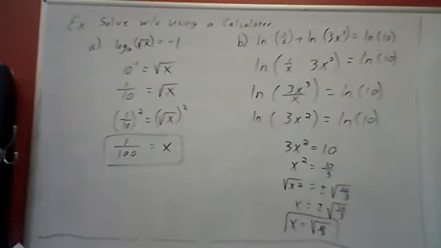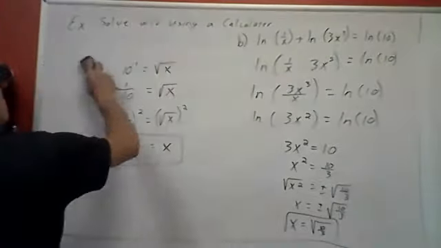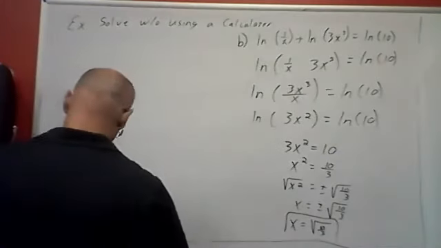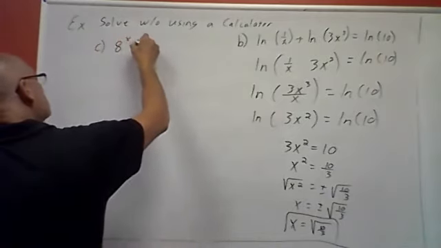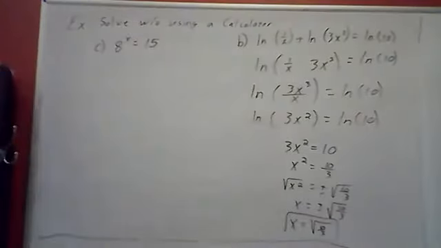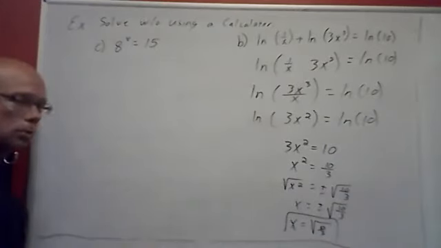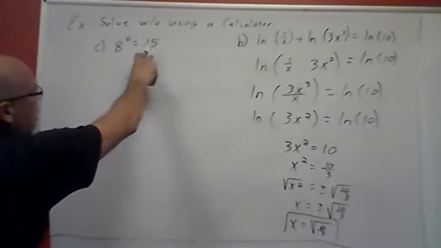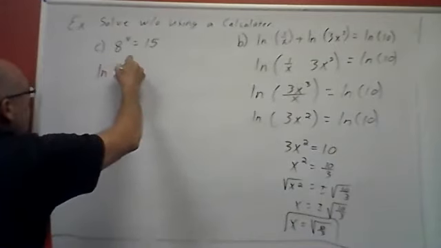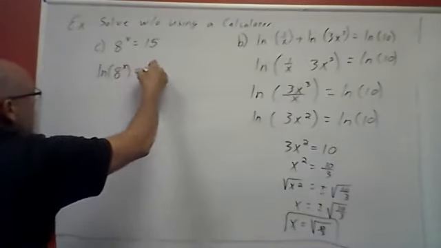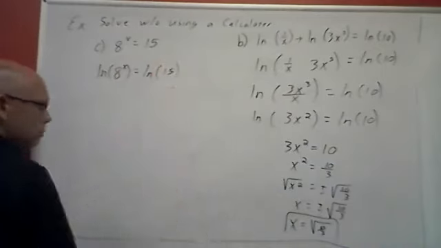How about C? Same directions here. C, we're going to have 8 to the x is equal to 15. Now, you may do this one a little differently to me. There's more than one way to solve this one. I see 2 different ways right away. I'm just going to choose one. One way is you could take the natural log of both sides. So I'm going to say the natural log of 8 to the x is equal to the natural log of 15.